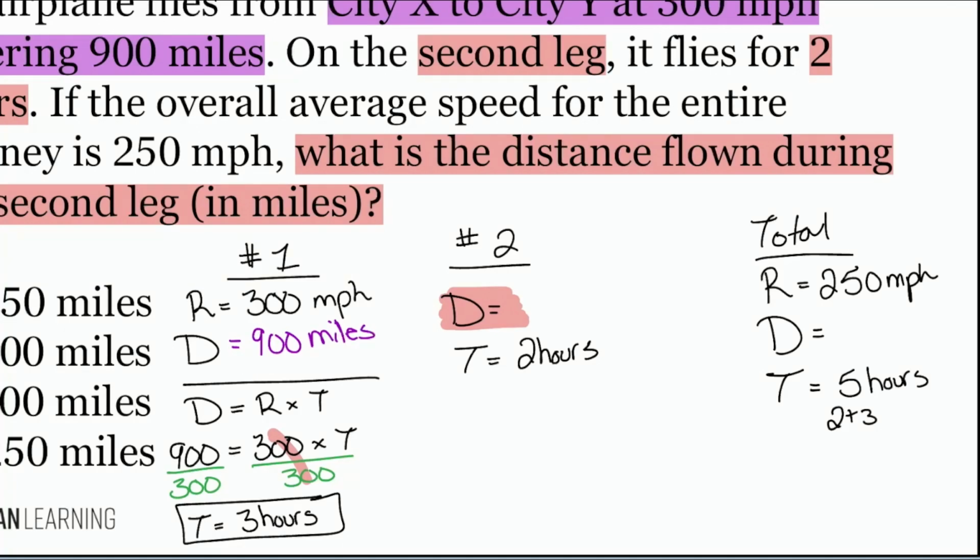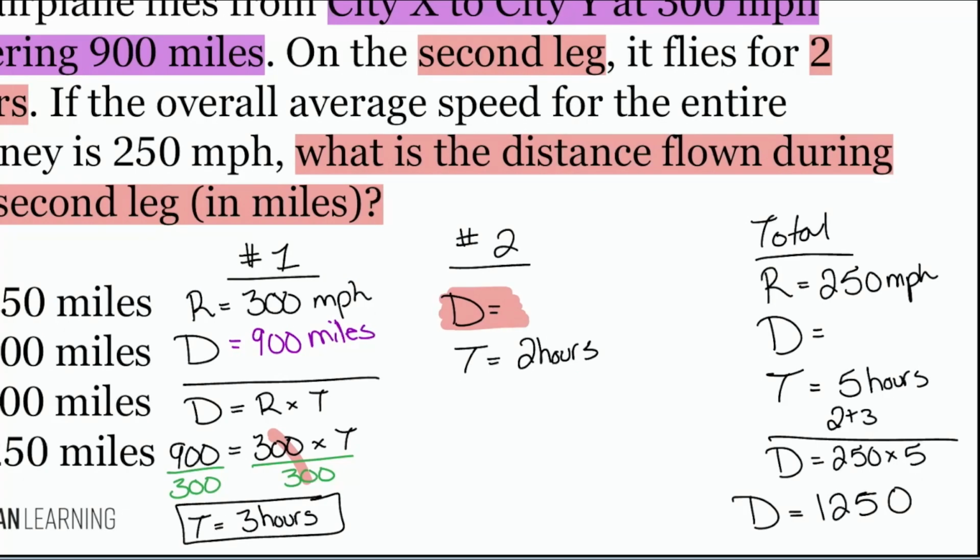So, again, what can we do with this? Well, remember that distance equals rate times time. So I can find the total distance. The distance is going to be 250 miles per hour times 5 hours. Everybody, what is 250 multiplied by 5? You can just do 25 times 5 and put a 0 at the end. That's going to give us 1,250. Right there, 1,250. Booyah.